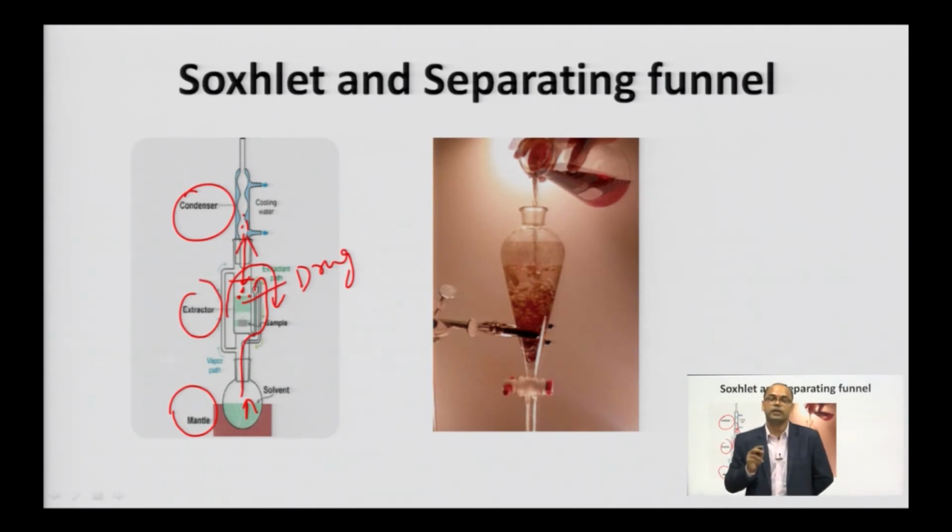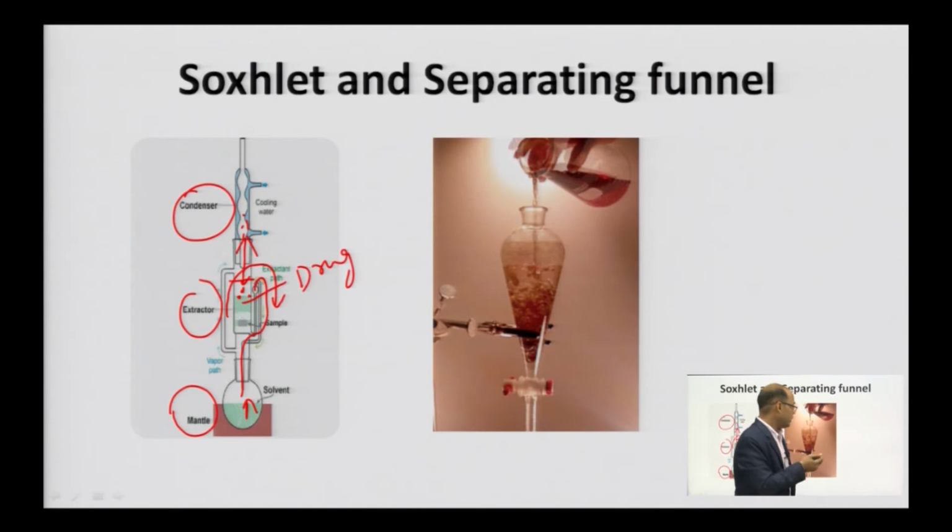And in this way we carry out 3, 4, 5, 6, 7, 8 siphoning cycles for carrying out the Soxhlet extraction. The time for one siphoning cycle depends upon the drug, and it depends upon the solvent being used for carrying out the extraction of your drug.